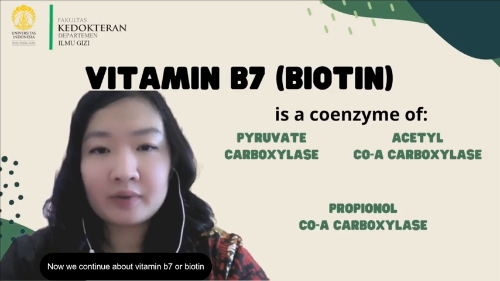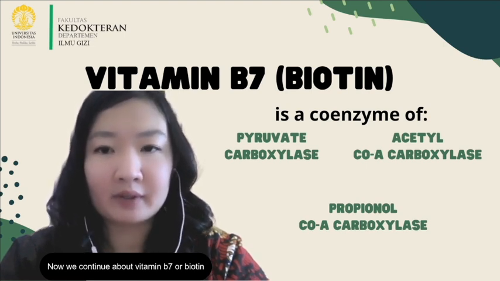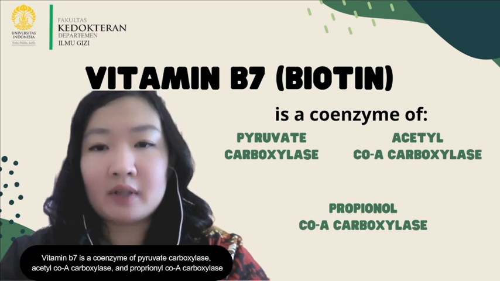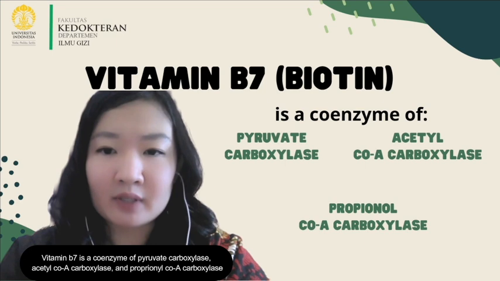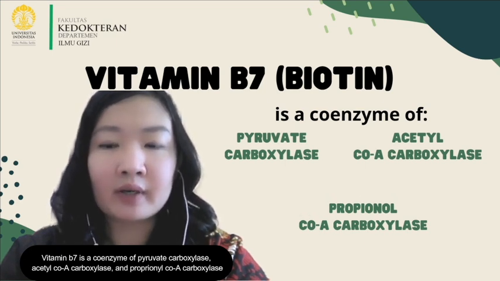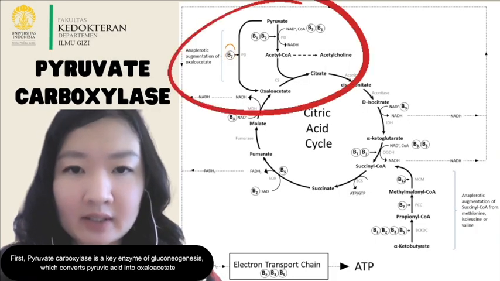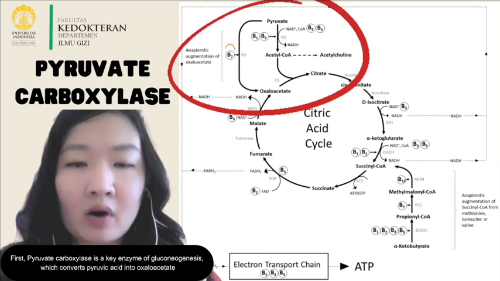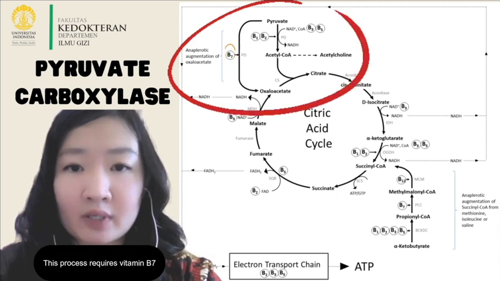Now we continue about vitamin B7 or biotin. Vitamin B7 is a coenzyme of pyruvate carboxylase, acetyl-CoA carboxylase, and propionyl-CoA carboxylase. First, pyruvate carboxylase is a key enzyme of gluconeogenesis which converts pyruvic acid into oxaloacetate. This process requires vitamin B7.